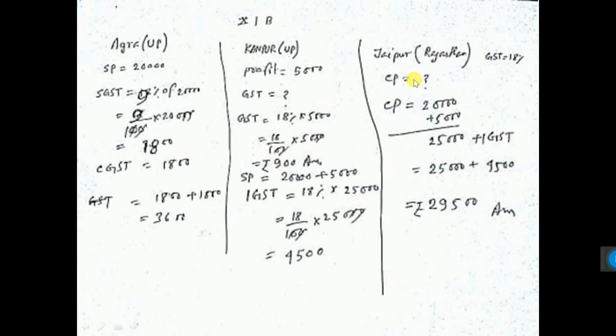Now Jaipur CP, what will be the CP of Jaipur? Here Kanpur SP will be CP of Jaipur. So 20,000 plus 5,000, that is 25,000 is the CP of Rajasthan, plus they have to give IGST. The IGST they have calculated, this one we have to add, because they are the last purchaser. The last purchaser needs to pay tax also. So this 4500 we have to add. So 29500 is the answer.